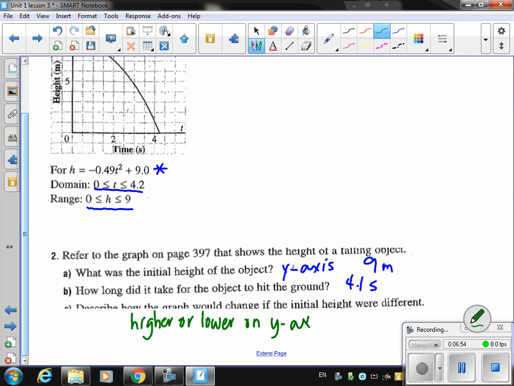And we see that number 9 in the equation right here. That is our initial value. The negative 4.9 is not quite a slope because this is a parabola, not a line, but it does describe the shape and the steepness of this graph. Let's look at another one.